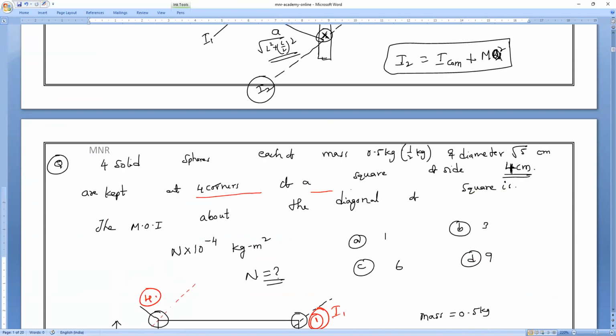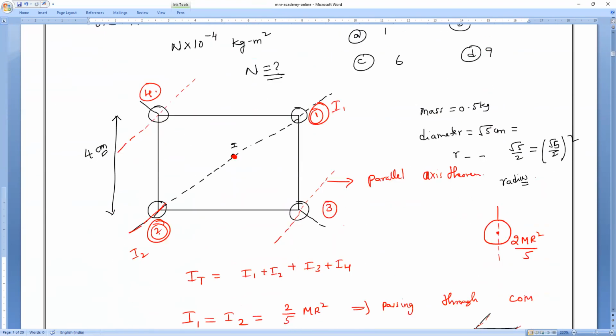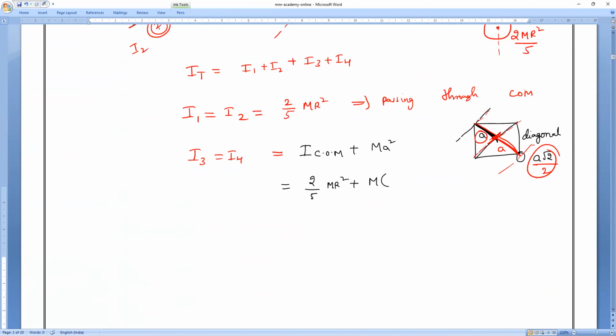The question says four masses are kept at the 4 corners of a square of each side, how much is it? 4. Yes, 4. So each side is equal to 4, so a is equal to 4. So 4 root 2 divided by a. This a and this a are not the same. This a is different. This a is actually the perpendicular distance, the parallel axis theorem. And this a is the side of a square.